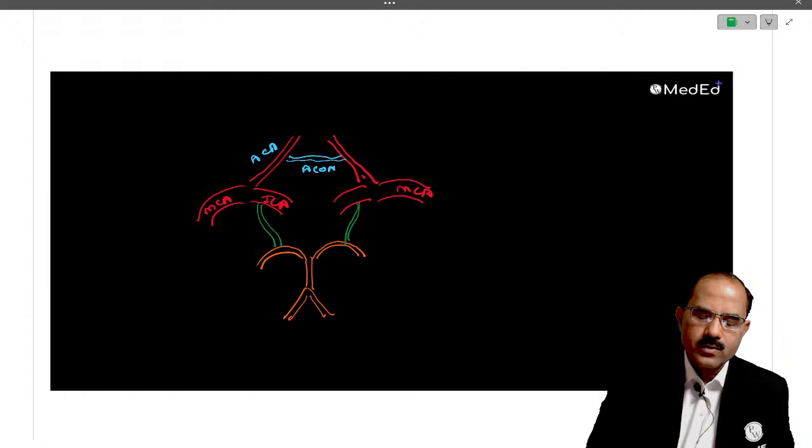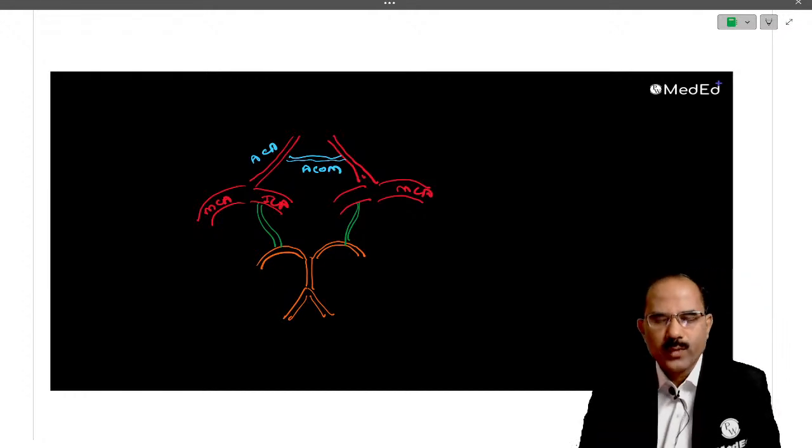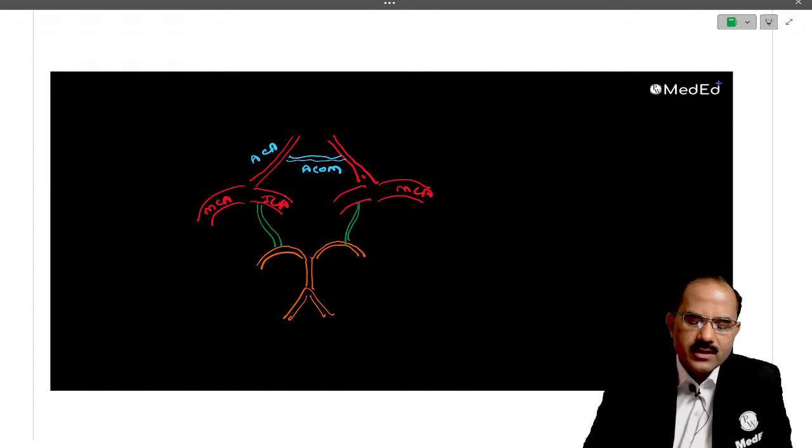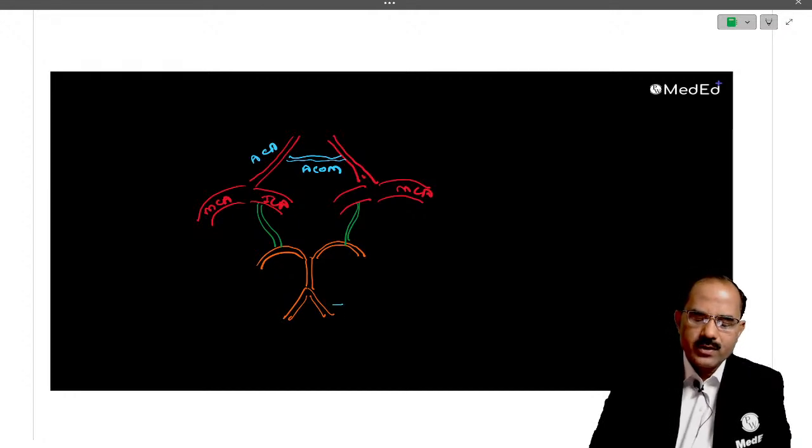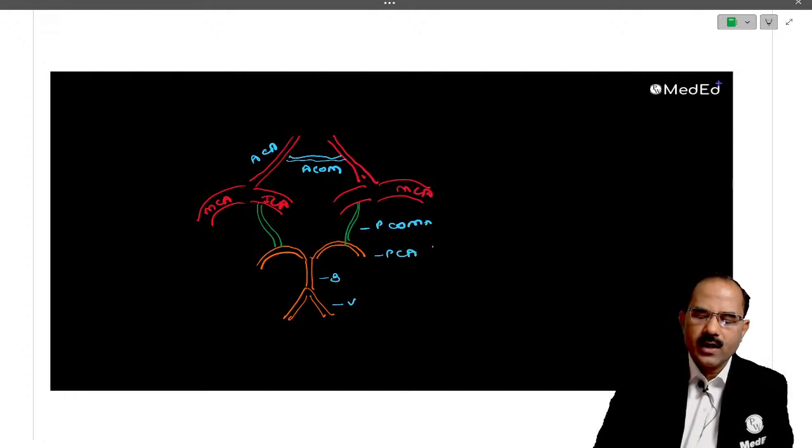Okay. So this becomes the circle of Willis. Clear now? You must be knowing this circle of Willis. So that's the internal carotid artery, anterior cerebral, anterior communicating, that's the vertebral artery, that's the basilar artery, that's the posterior cerebral artery, that's the posterior communicating artery.